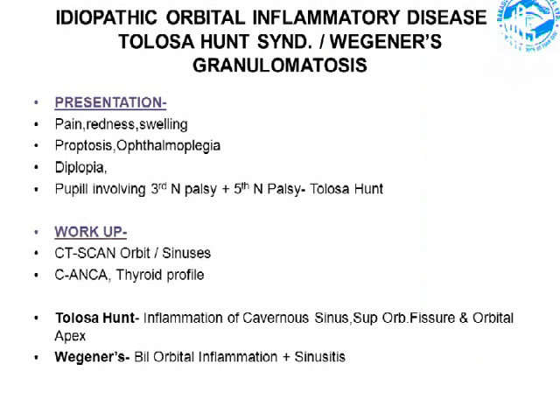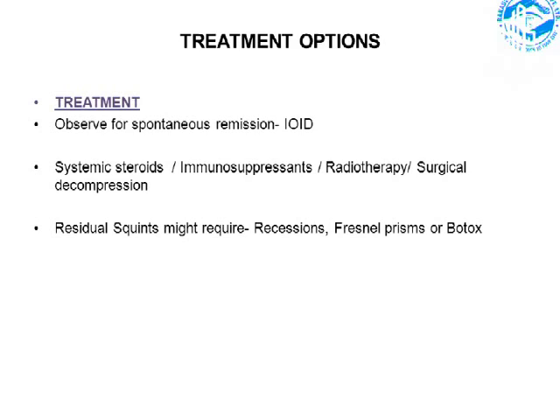Or idiopathic conditions like IOID or Down syndrome or vaginal matrices also present with clinically pain, redness, and swelling and painful orbitopathy. They need a proper workup like CT scan or CNR profile, and such conditions are managed medically in terms of systemic steroids or immunosuppression therapy.